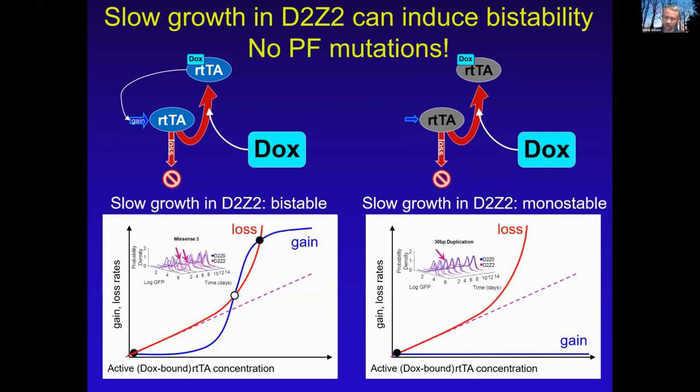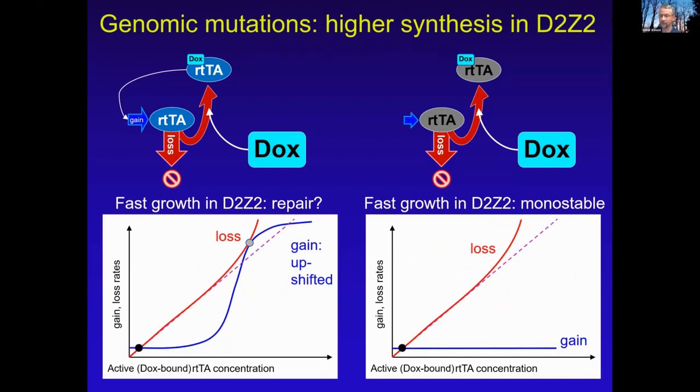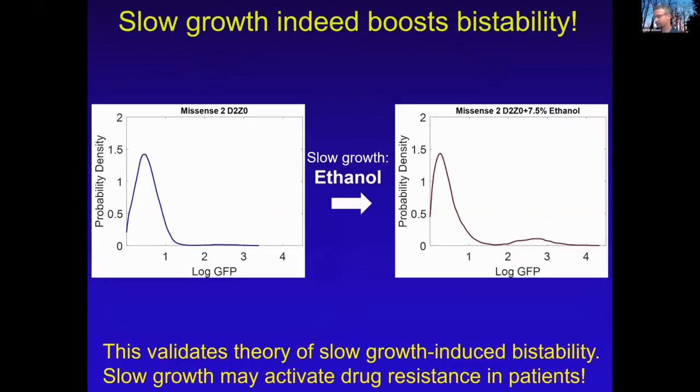This is where the transient peaks appear. But then what happens? The cells accumulate new mutations, which speeds up growth again. So the red curve tilts back. And once again, you lose bistability. So this is an interesting hypothesis, but can we test it?